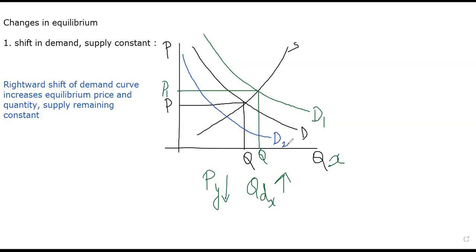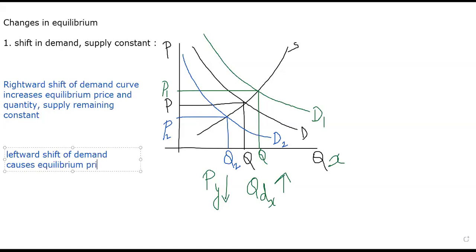So when income of the consumer is falling, for a normal commodity as well as a superior commodity, the demand curve is shifting towards the left. Now, with the leftward shifting of the demand curve, you can find here the price of the commodity is falling and quantity also falls. Leftward shift of demand causes equilibrium price and quantity to fall, keeping supply constant.